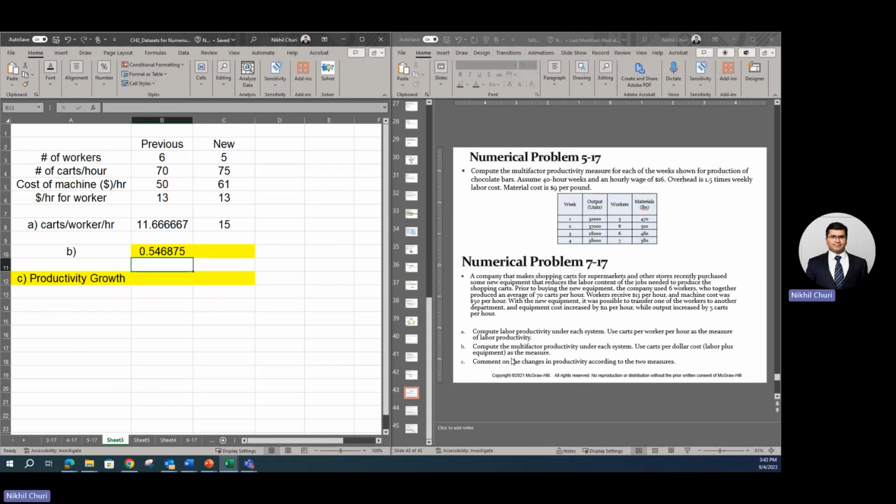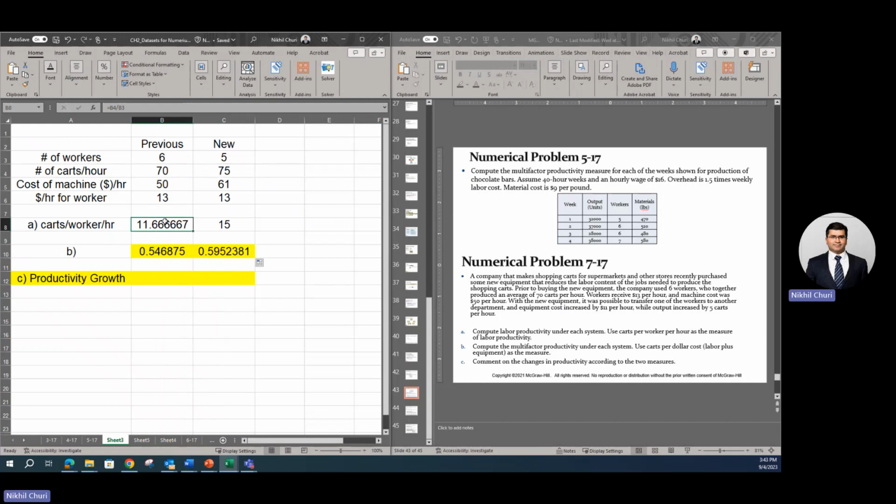Yeah, so as per this, I am getting my measure under each system, carts per dollar. So for every dollar spent, I'm able to make 0.54 carts as per my previous system. And if I do the same calculation here, I'm getting 0.59. So definitely per cart, this has increased under the new equipment.